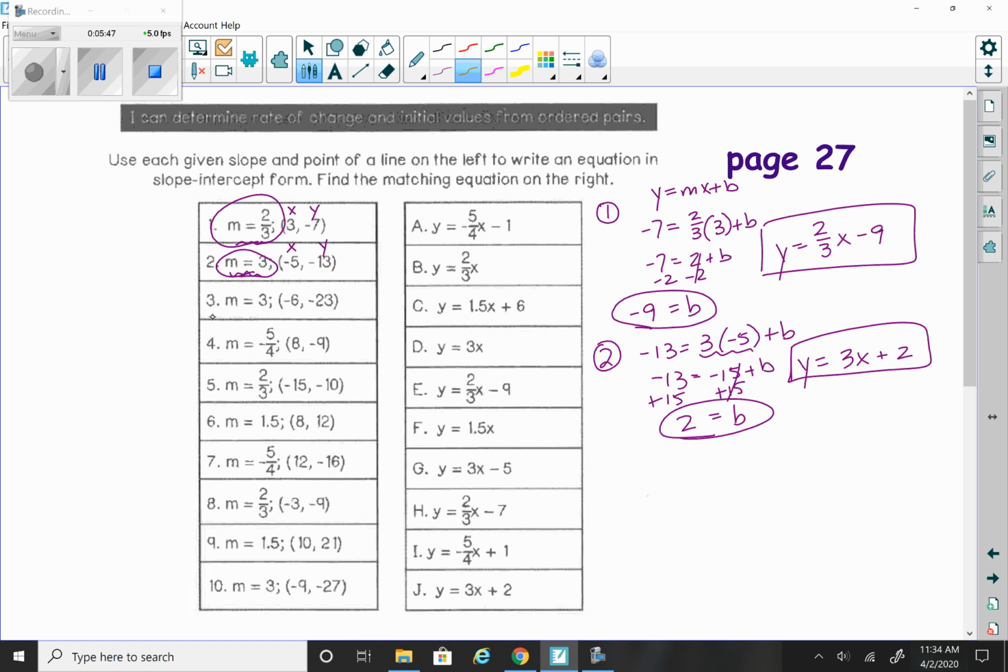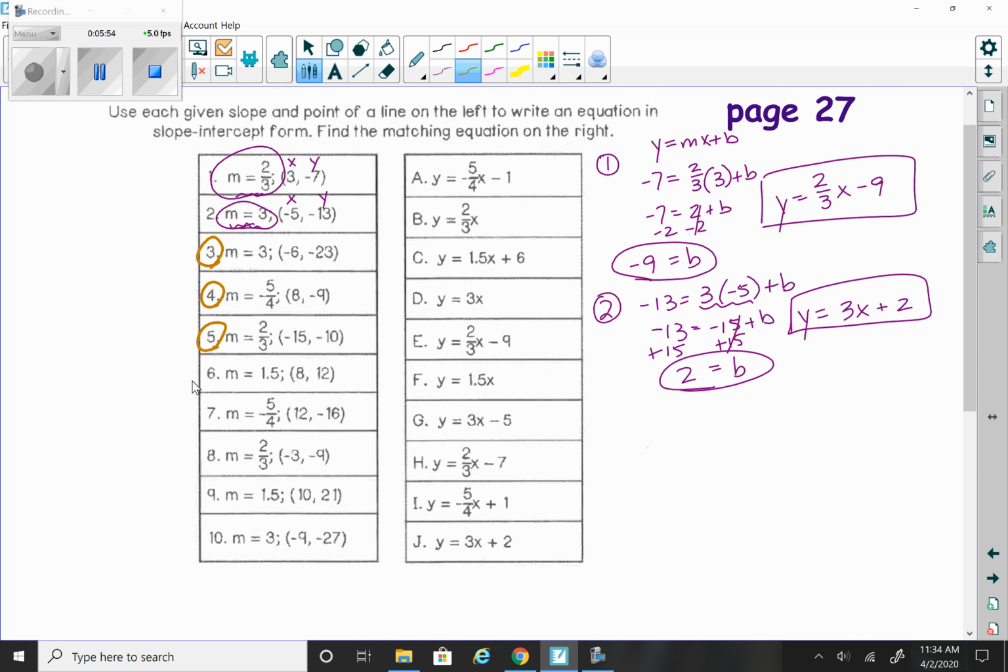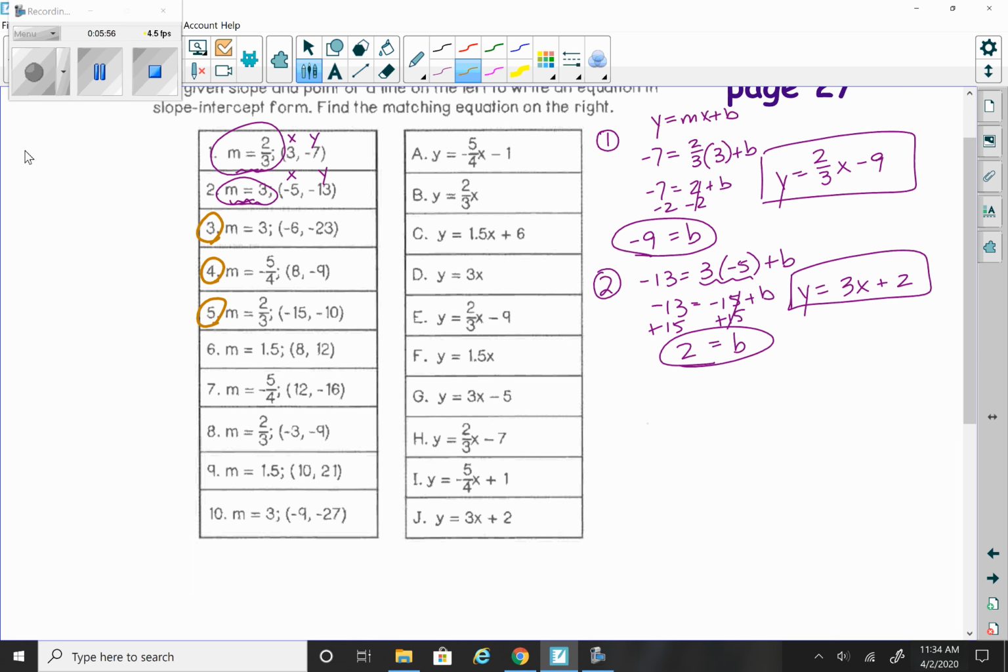I want you to try problems 3, 4, and 5, practicing that same concept again. First solve your b value, then go back and write the equation. So you're working on those 3 problems. Pause the video and try out those 3 problems.